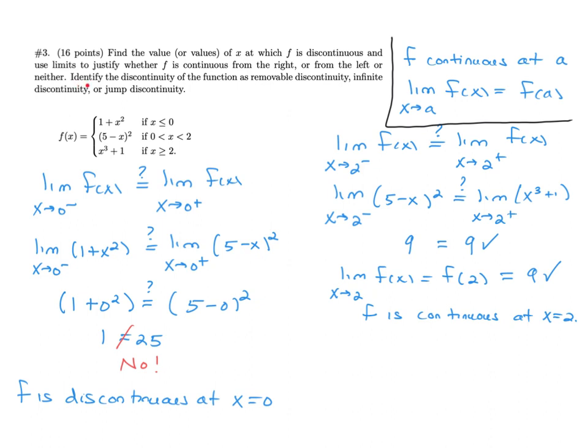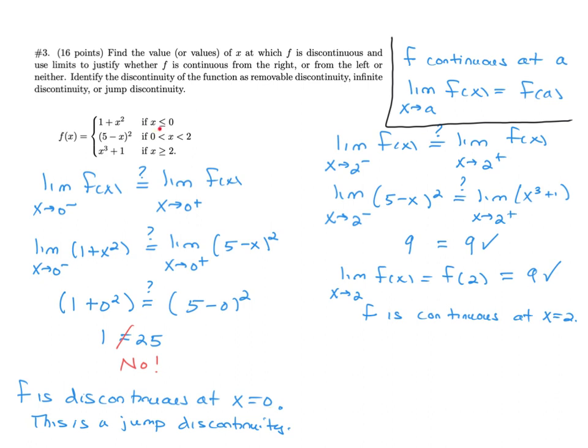Now further, it says, identify the discontinuity of the function as removable, infinite, or jump. Since the limit on one side is 1 at 0, and on the other side it's 25, this is a jump discontinuity. And that's because there's a break or a jump within the graph instead of just one point being removed. It goes on to say further, can we justify that even though it's not continuous at 0, is it continuous from the left or the right?